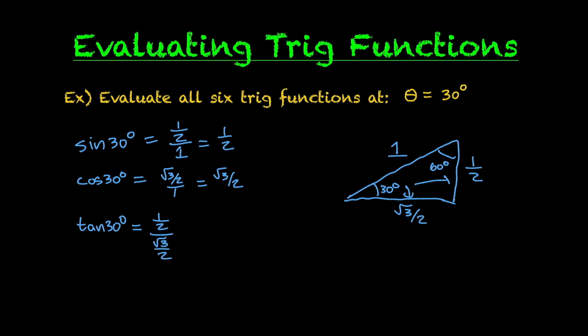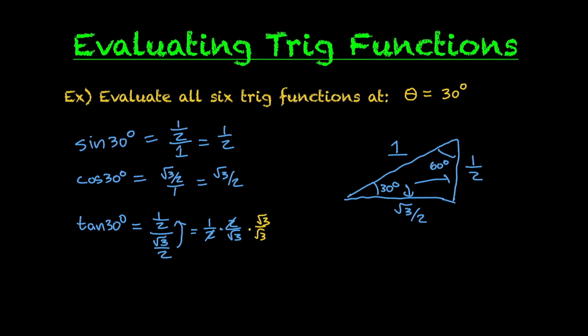And now we can simplify this down a little bit by flipping and multiplying this root 3 over 2. We would get 1/2 times 2 over root 3. And those 2's can cancel. And now we can multiply by root 3 over root 3 to rationalize this. And we'd end up with root 3 on the top. And then root 3 times root 3 is 3 on the bottom. So we end up with tangent of 30 degrees is root 3 over 3. All right, so those are our three main trig functions.